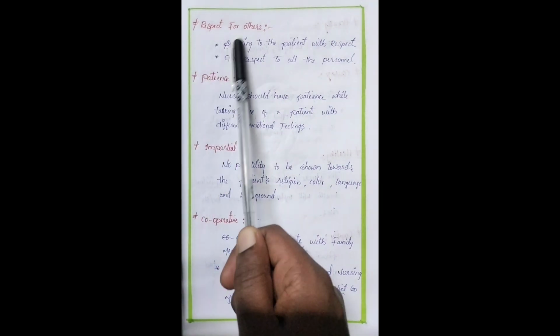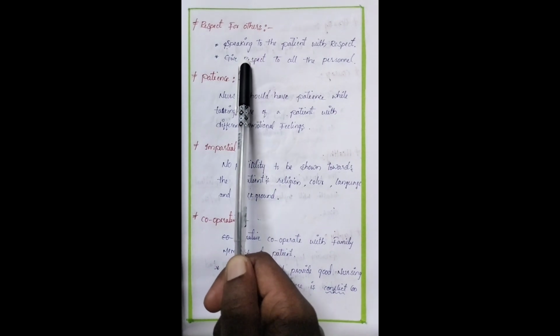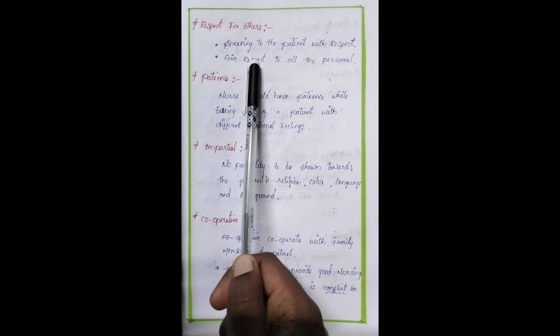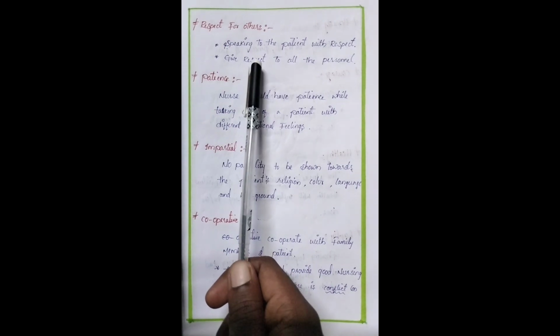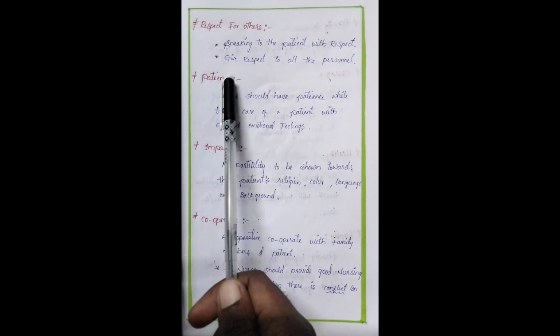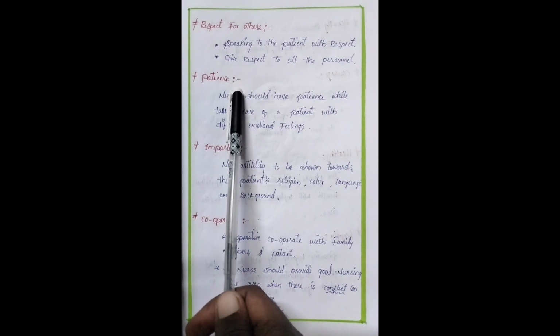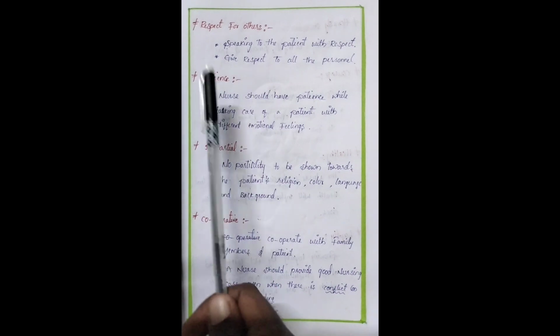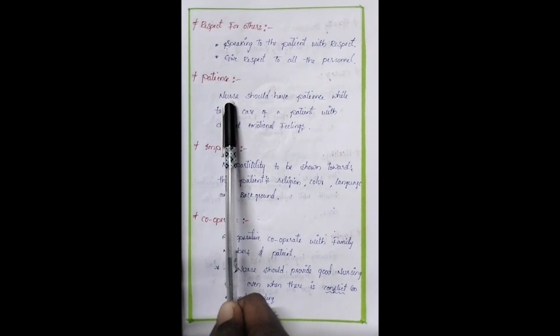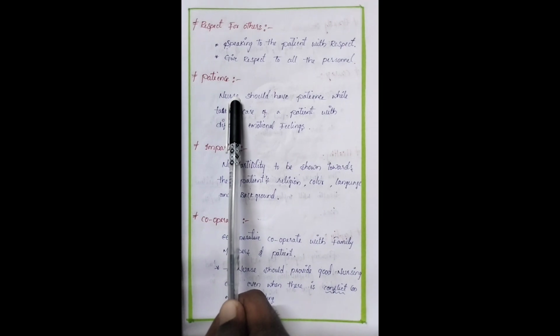First, respect for others. As we are in the nursing profession, we have to respect our elders and youngers also. As we are in the nursing profession, we should not be proud, we should not be harsh towards others. Understood? We have to give respect to every individual, elders or youngers. Next, patience should be there. A nurse should have patience.